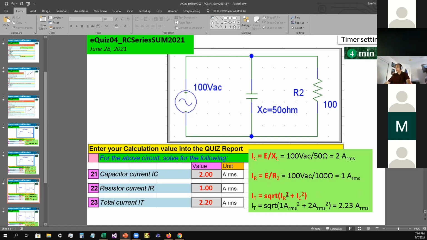Then we want to calculate the total. IT is equal to the square root of IR squared plus IC squared. So the square root of the quantity 1 squared plus 2 squared comes to 2.23 amps RMS.